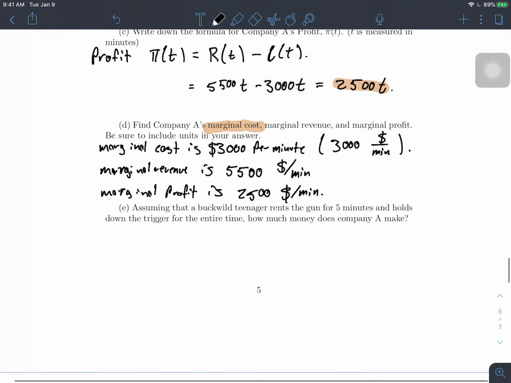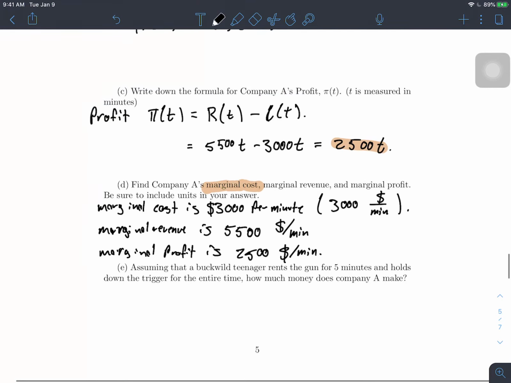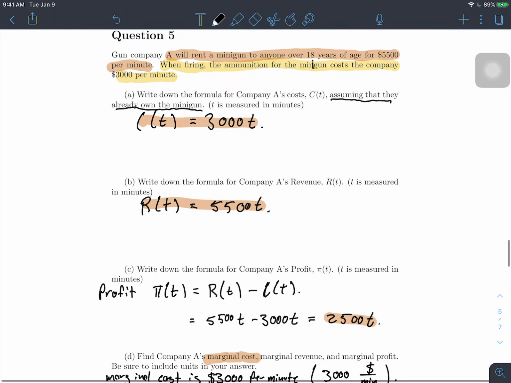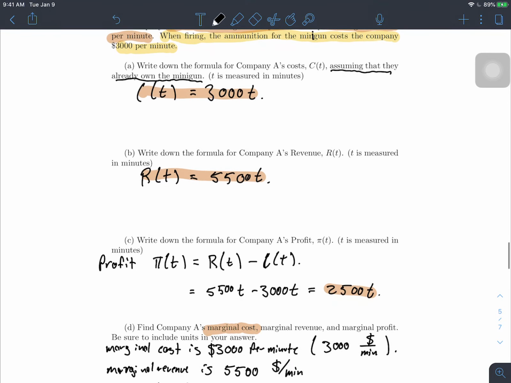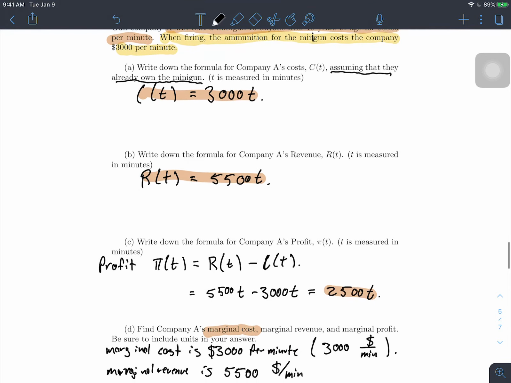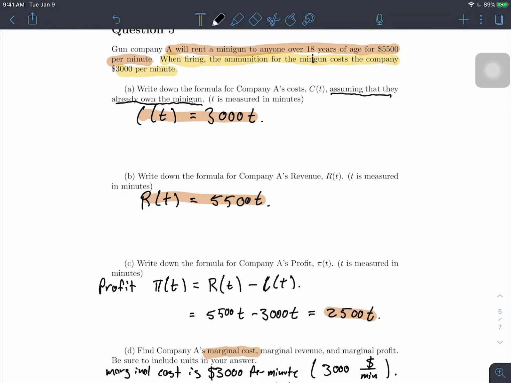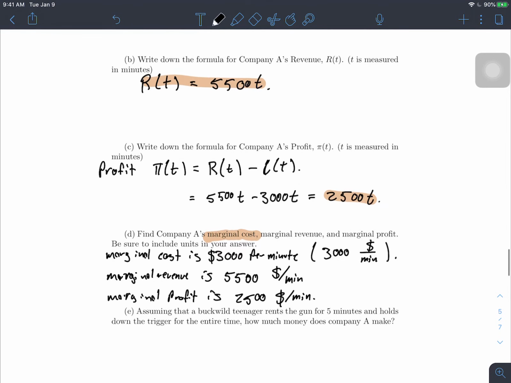All right. Assuming that a buck-wild teenager rents the gun for 5 minutes and holds down the trigger for the entire time, how much money does Company A make? Well, we know that the gun costs $3,000 per minute to fire. If the teenager fires for the entire 5 minutes, then the cost incurred is going to be 3,000 times 5 minutes. And the revenue is going to be the amount of time that this person rented the minigun for, multiplied by 5,500.